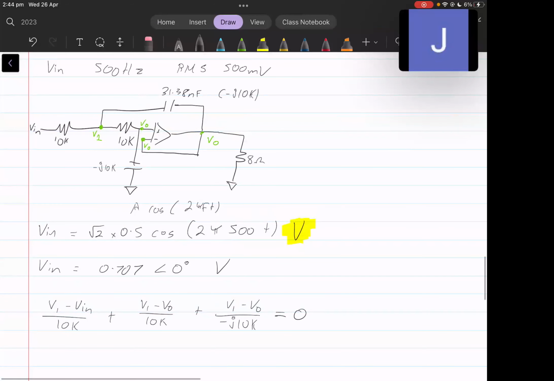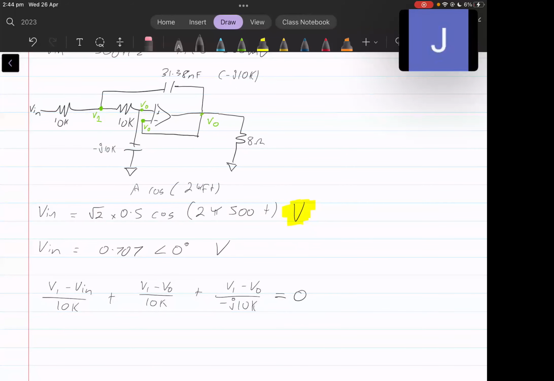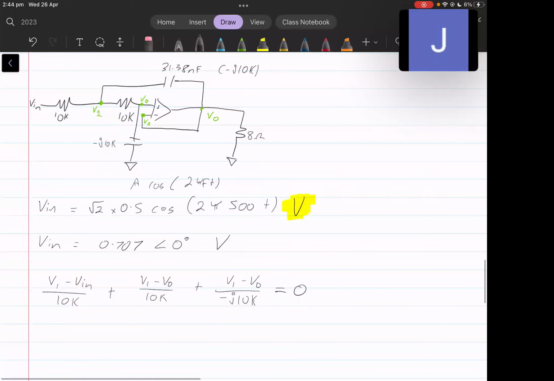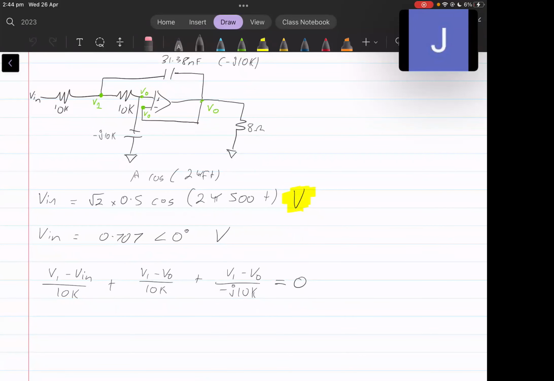So that's just the current through the first resistor, the second one, and the top capacitor. Then to take a look at relating V1 and V0 together, we can say V1 minus V0 on 10K is actually just going to be equal to V0 minus 0. We'll write that the same, keep it consistent.